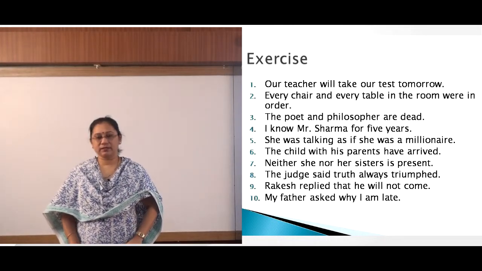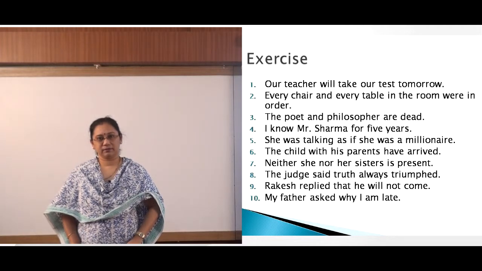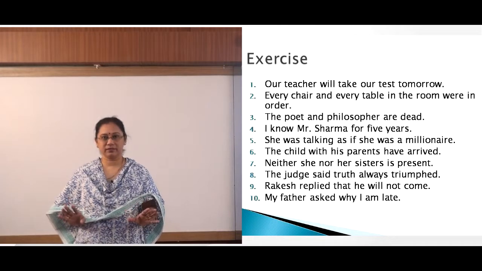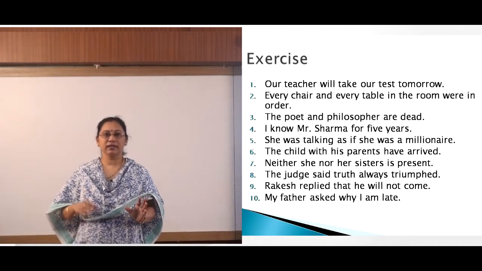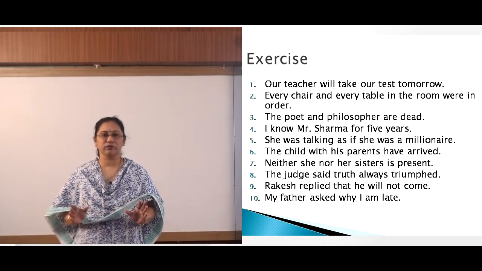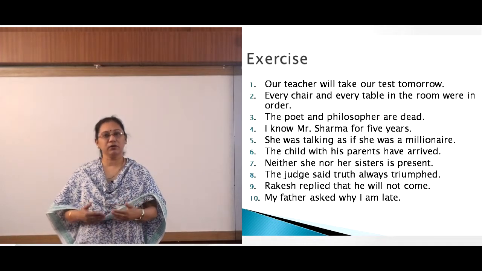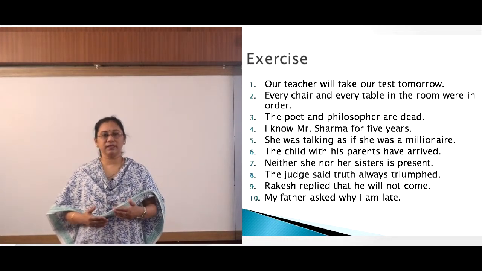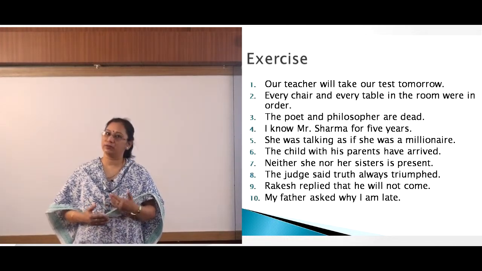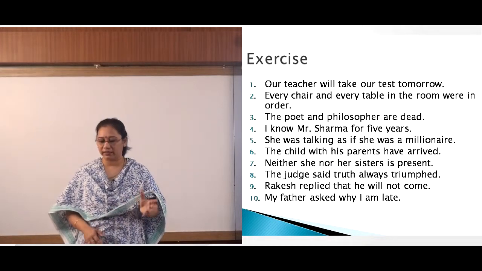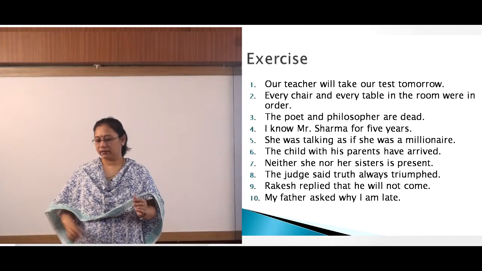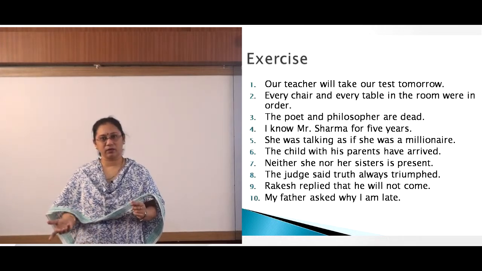Neither she nor her sisters is present. Neither she nor her sisters are present. When you have neither nor, here you cannot use is, you have to use are. I will talk about this in detail when I cover the rules involved with subject verb agreement. For now, let us understand that this is an erroneous sentence and it has to be corrected. So neither she nor her sisters are present. The sisters are not present.